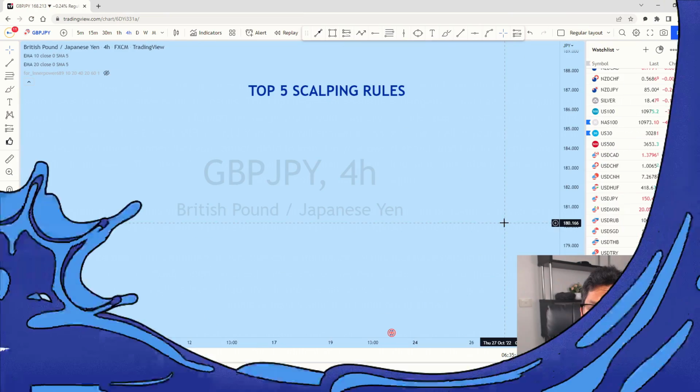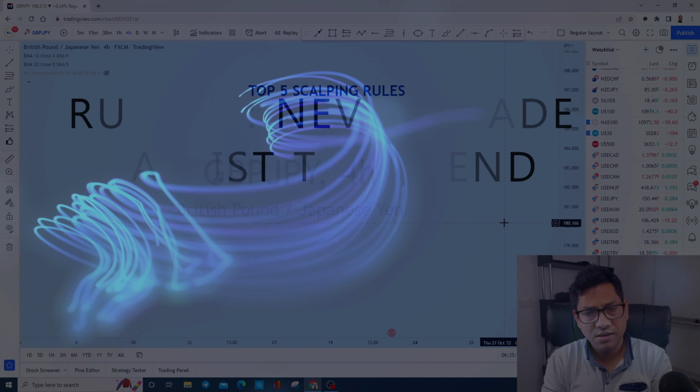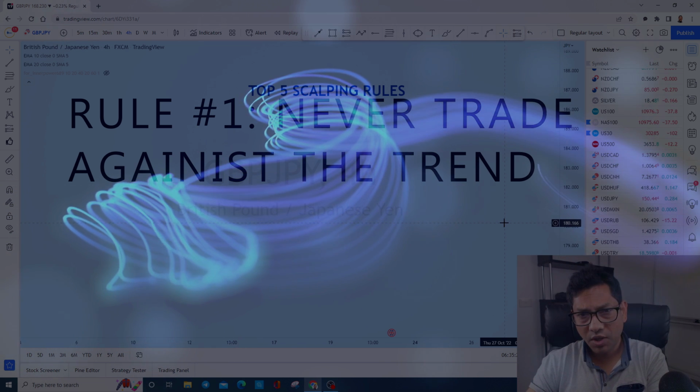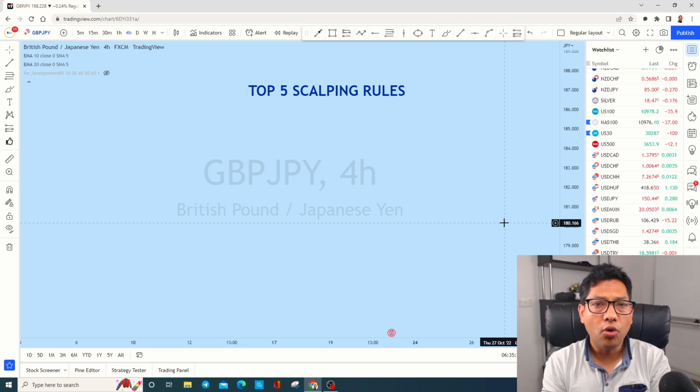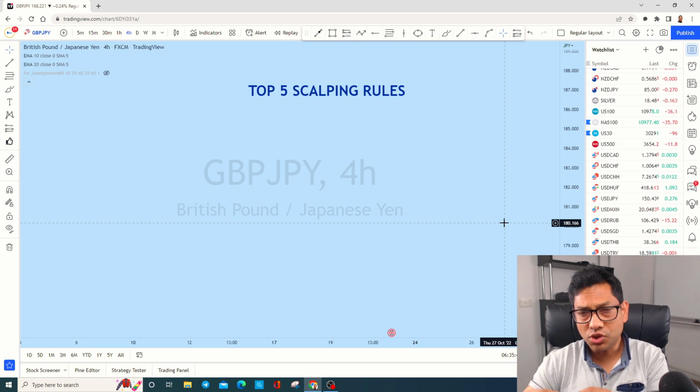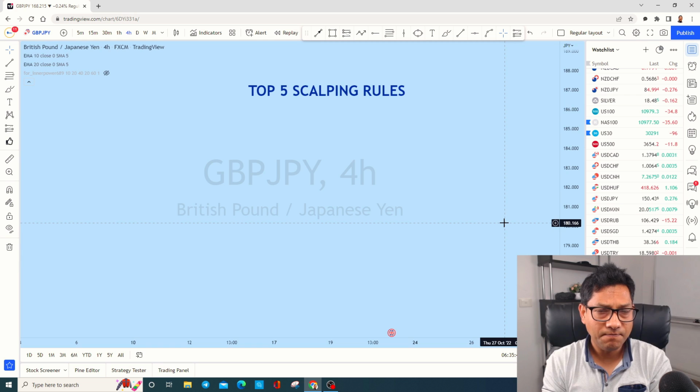Okay guys, so rule number 1 for scalping is never trade against the major trend. So what do I mean by major trend? I'm not talking about the monthly or weekly trend when you are scalping. I'm talking about the higher time frame trend. Let's say you are trading on the 5 minute time frame, then you must look at least 1 or 2 higher time frame trends to see which way the market is heading.